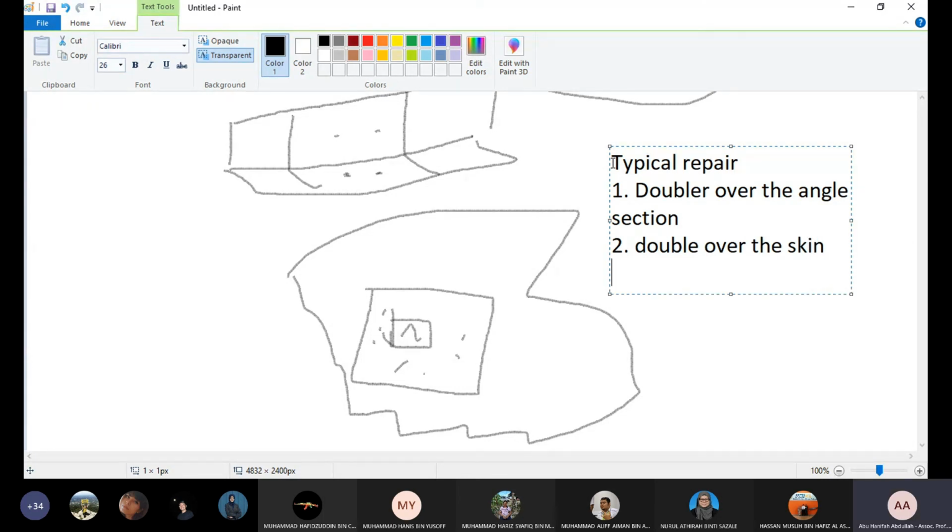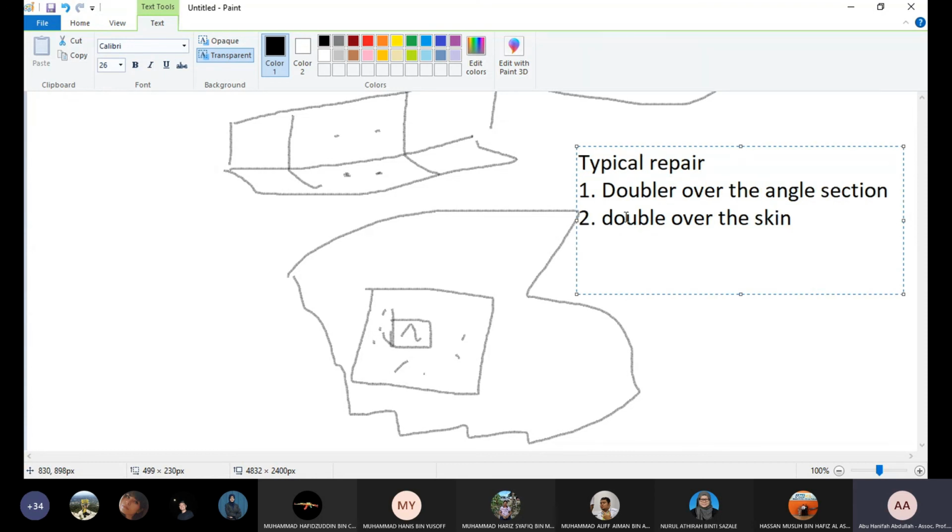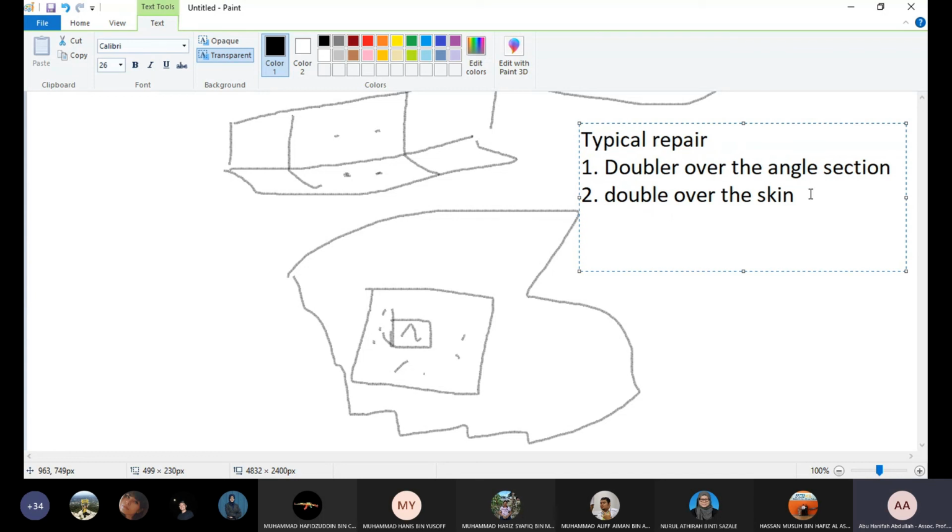Either we have doubler over the angle section and doubler over the skin. So those are the typical repairs of the aircraft structure based on their common typical construction. You may have a doubler angle, or you may splice the whole section, or doubler repair.